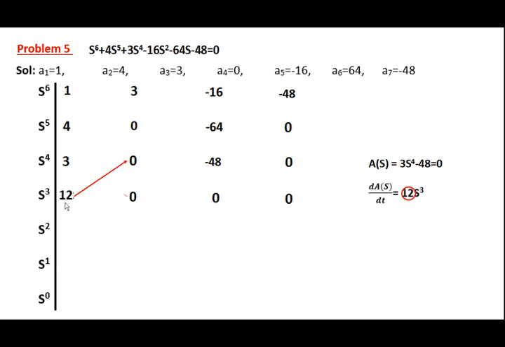12 into 0 is 0, 0 into 3 is 0, divided by 12 is 0. Next, 12 into minus 48 minus 0 divided by 12, that gives minus 48. So that is minus 48. Next, 12 into 0 minus 3 into 0 divided by 12, that is also 0 itself.